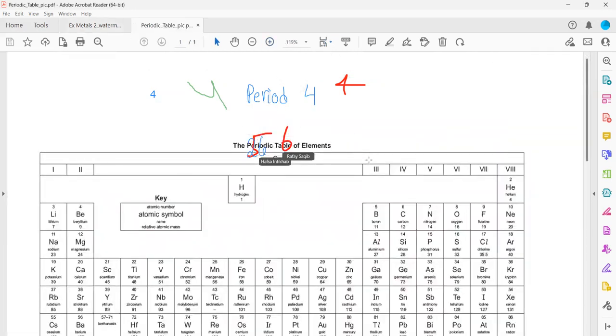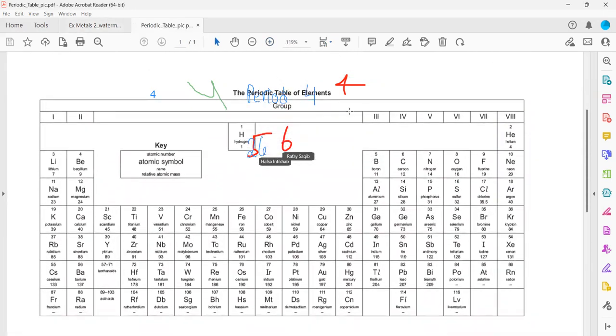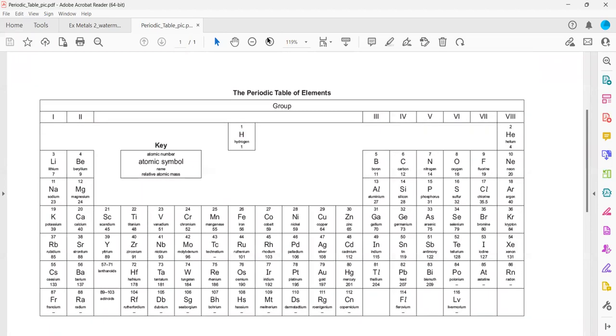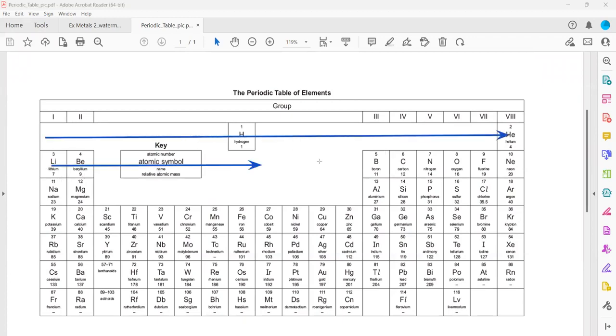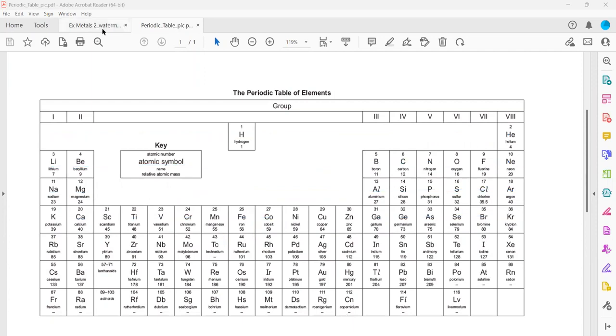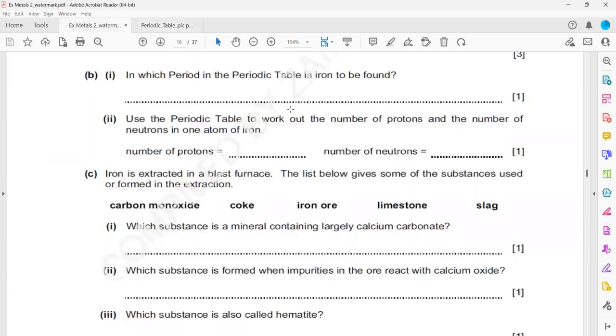So when you check the period, the first period has two elements. Then the second period, third period, and the fourth period. So where do we find iron? Iron is found in the fourth period.